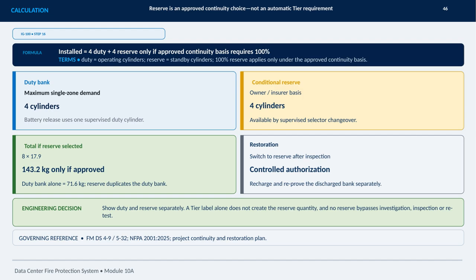A tier label by itself does not create a reserve quantity, and reserve does not eliminate the need for investigation, inspection, or retesting under the governing standards and the project restoration plan.